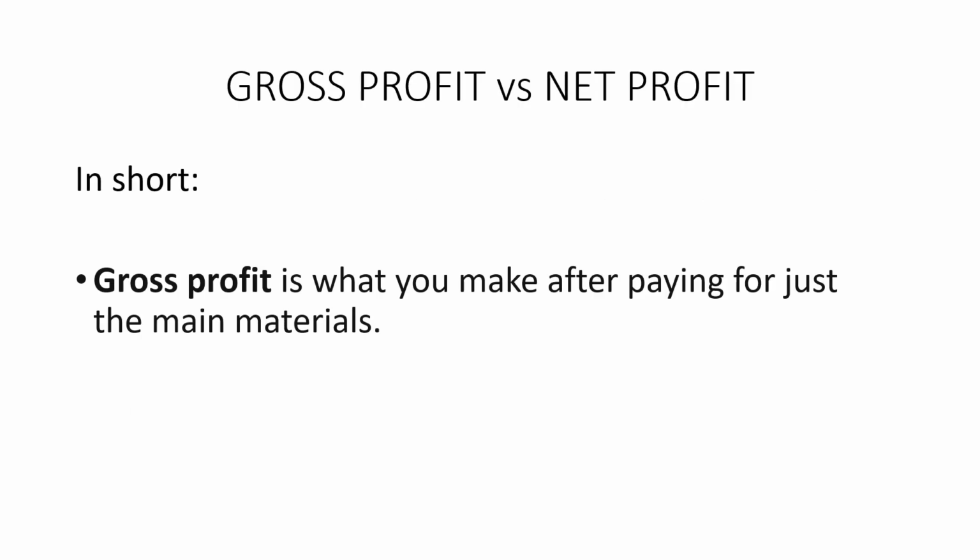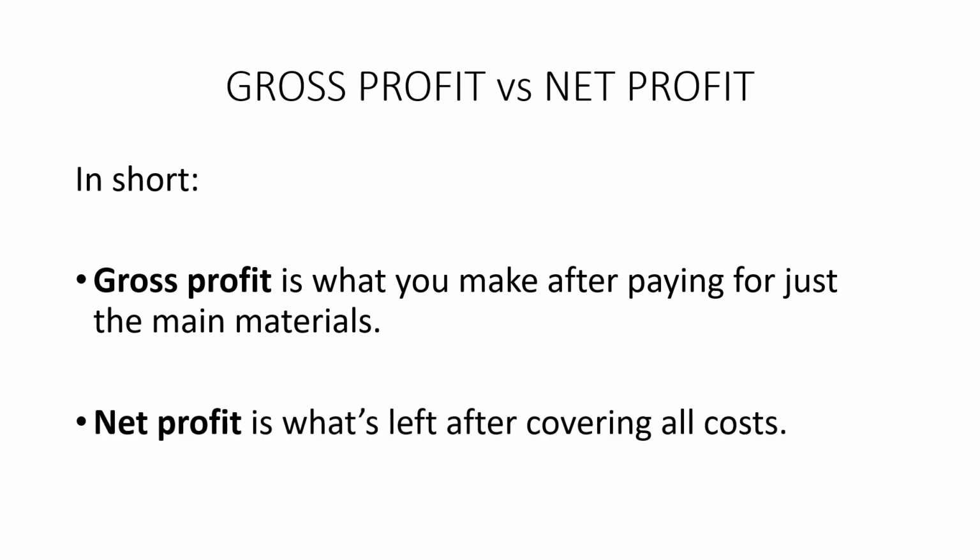So in short, gross profit is what you make after paying for just the main materials, and net profit is what's left after covering all the costs, not just the main material, but the other ones also, like your rent, your advertisement and all the other costs. Okay, brilliant.